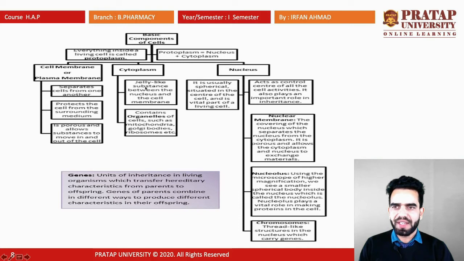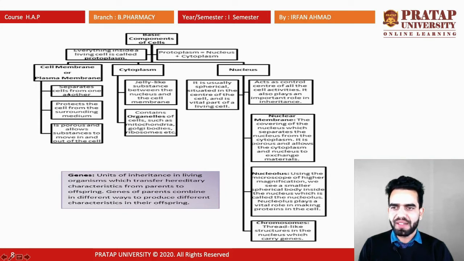Now you can see from here the basic components of cells. Everything which is inside the living cell is called protoplasm. And what is protoplasm? It is nucleus plus cytoplasm, as you can see from the first diagram. So the basic components of the cell are the cell membrane, or plasma membrane, cytoplasm and nucleus.